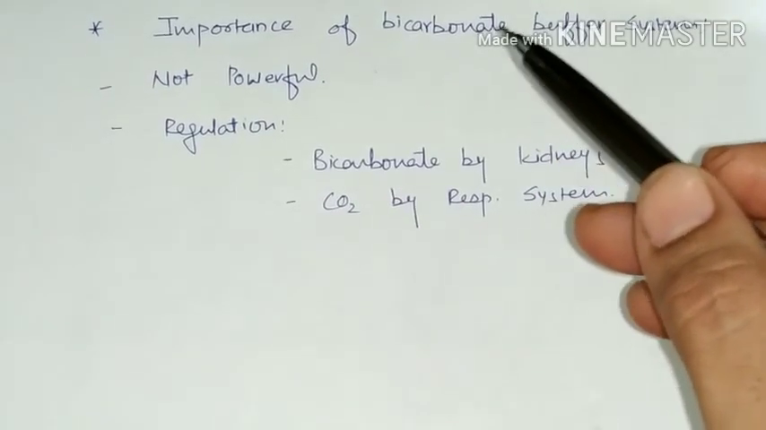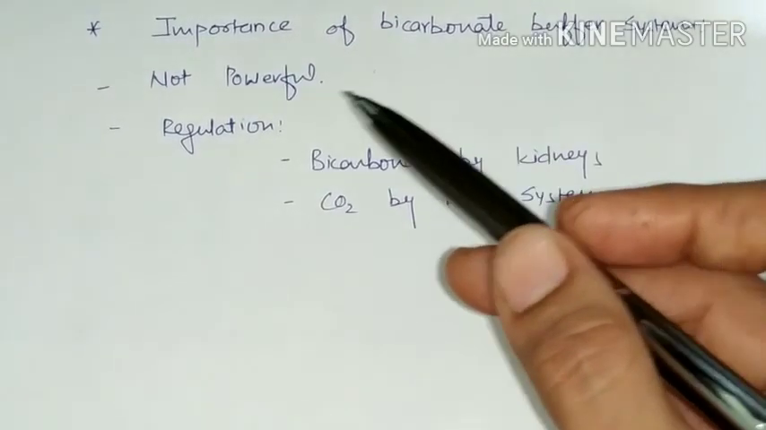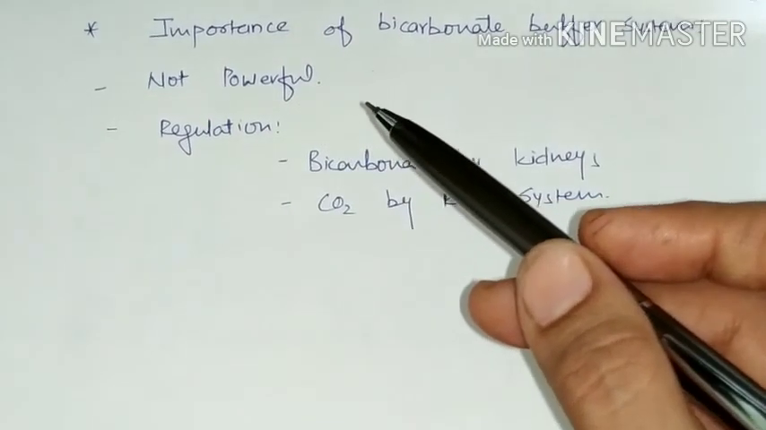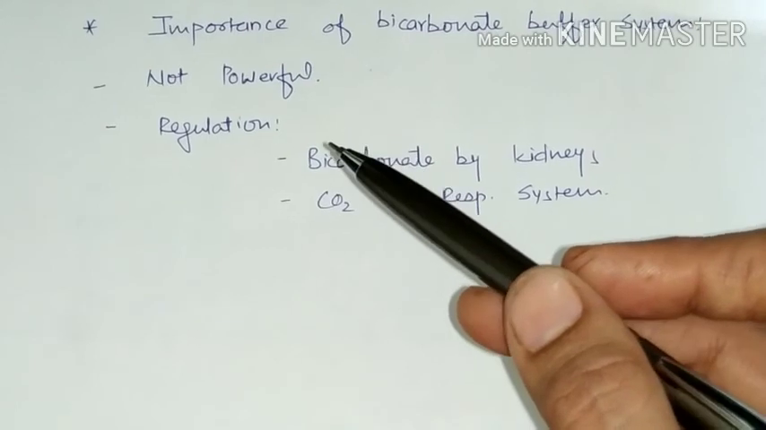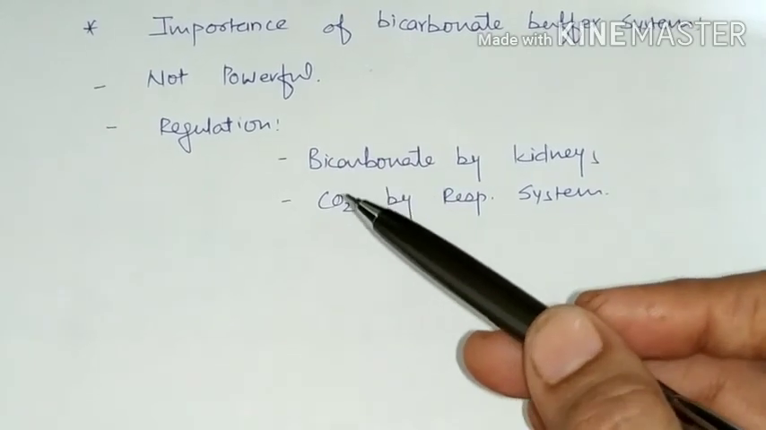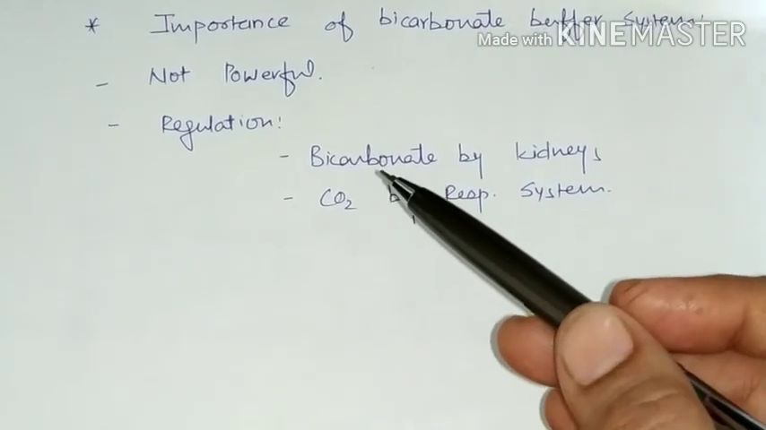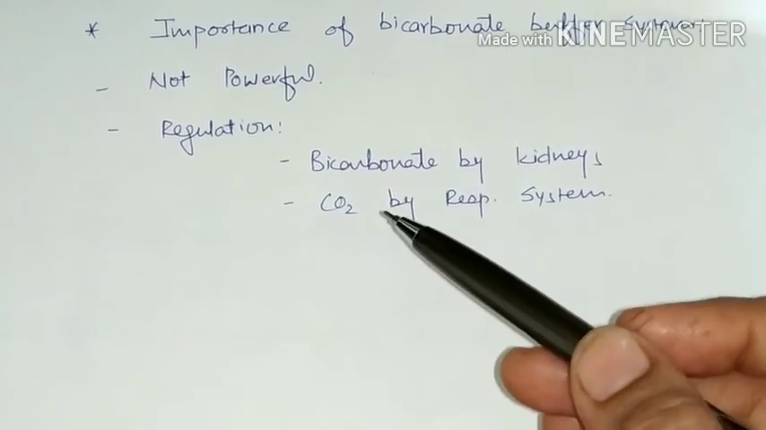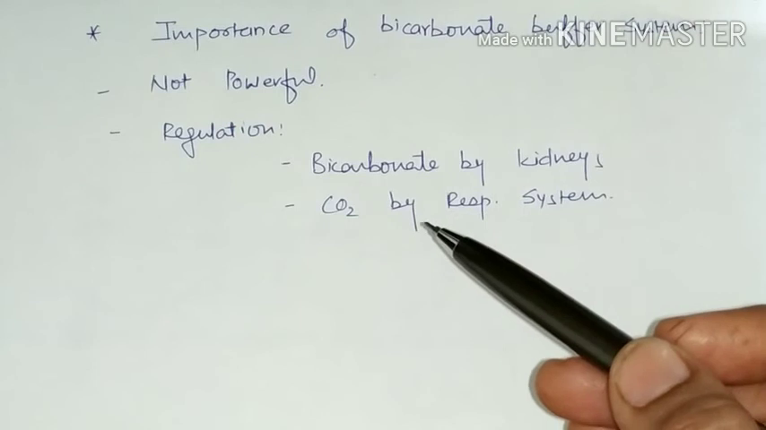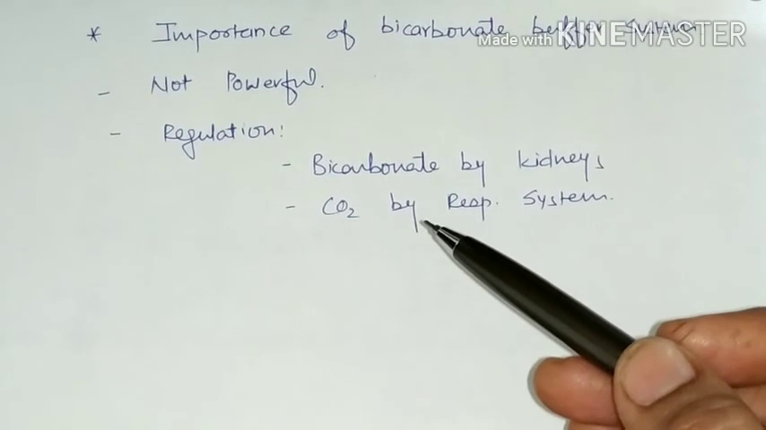Importance of the bicarbonate buffer system: although it is not very powerful, it is important to maintain pH of the body fluid for two reasons. Number one, bicarbonate ions are regulated by the kidney, and number two, carbon dioxide in the bicarbonate buffer system is excreted by the respiratory system.